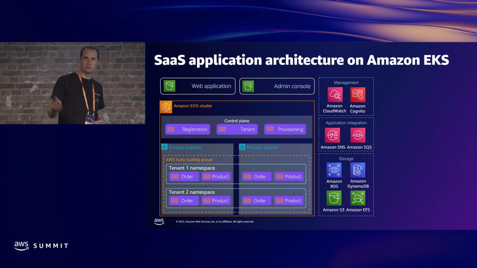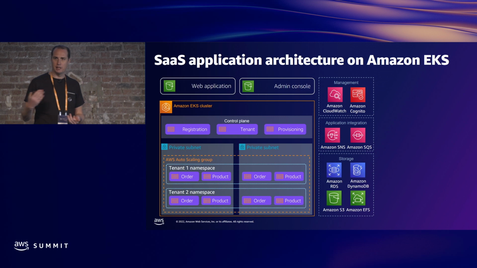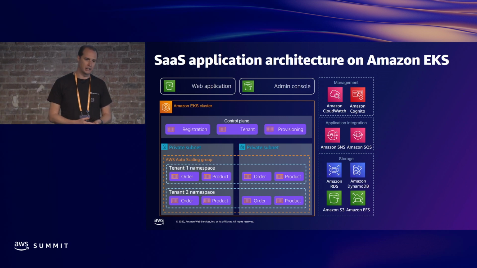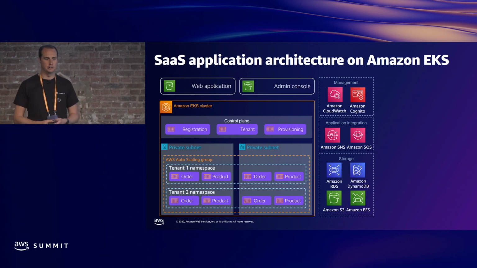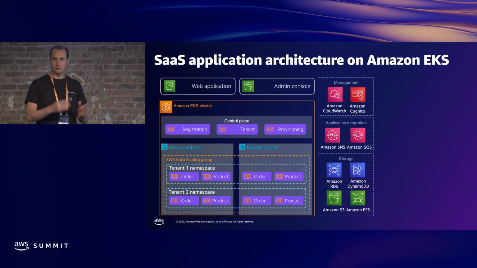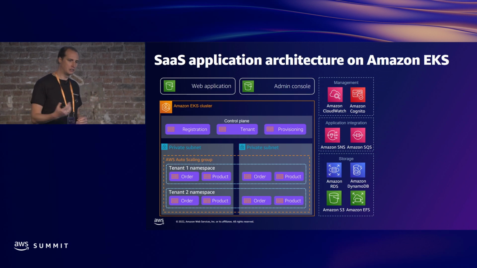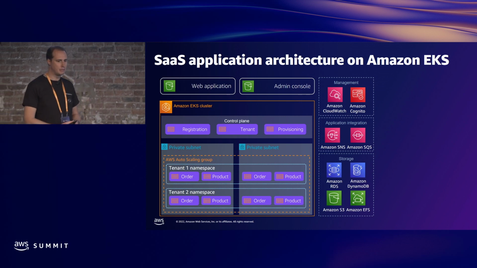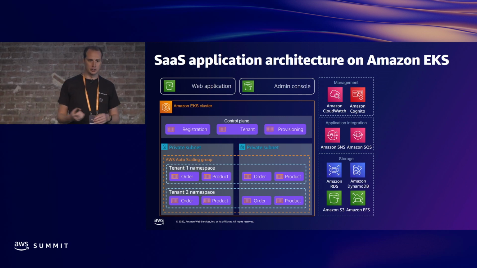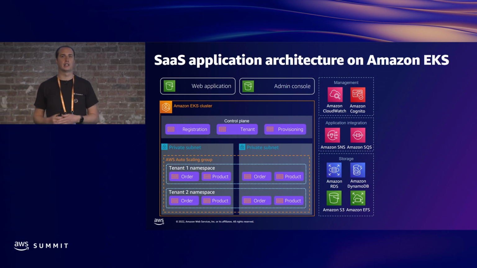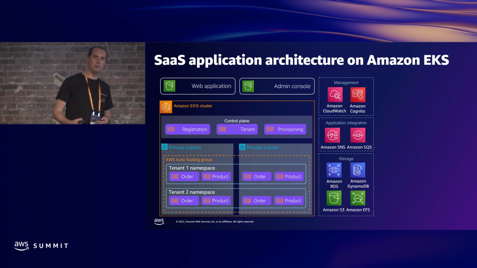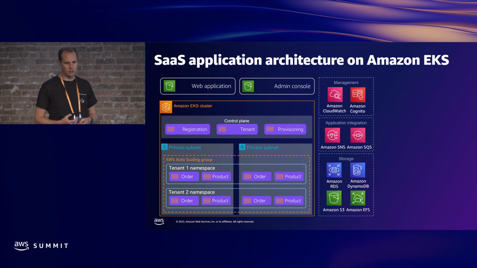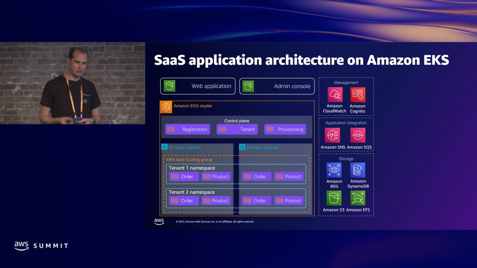It also comes with some services next to that. For instance, in the management part, you have CloudWatch for your metrics. You have Cognito for your user management. If services want to talk with each other, maybe asynchronously, you have SNS and SQS for a queue and a pub/sub mechanism. And you have various storages. For instance, RDS for your relational storage, DynamoDB for key-value storage, S3 for objects, and EFS for files.